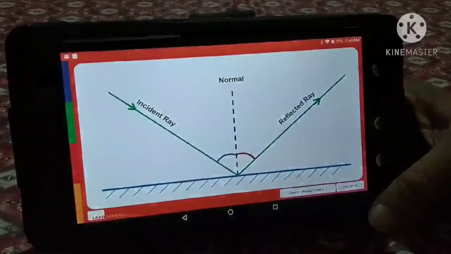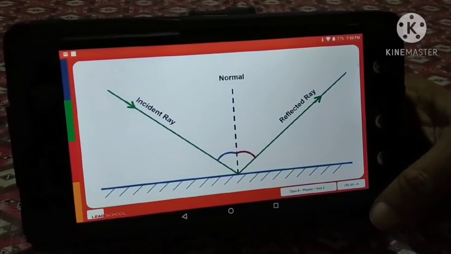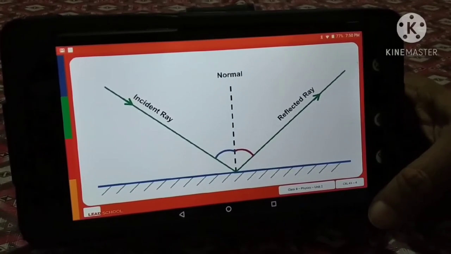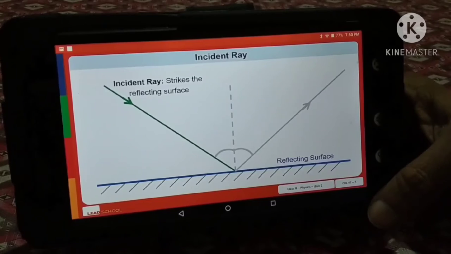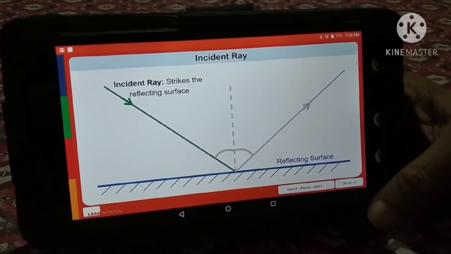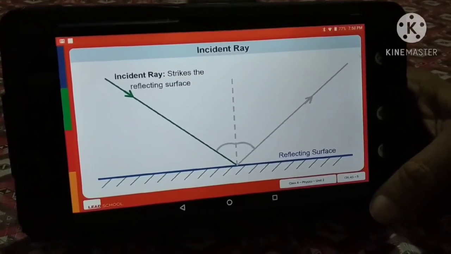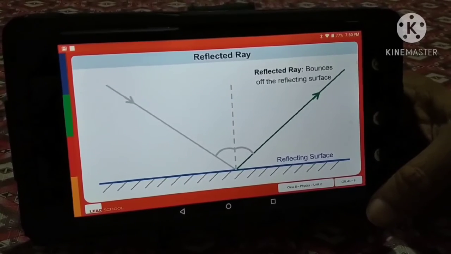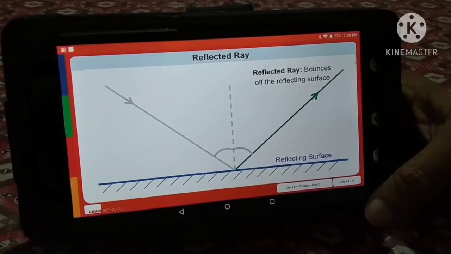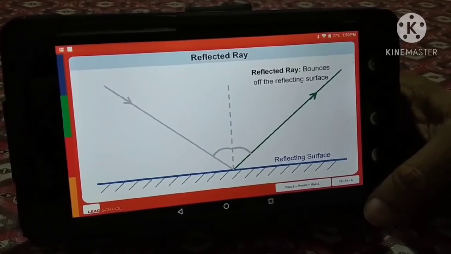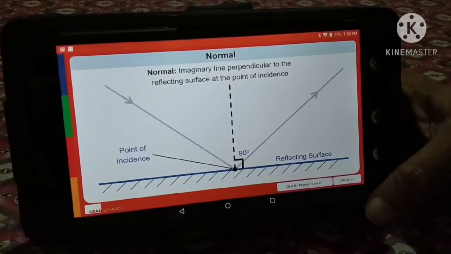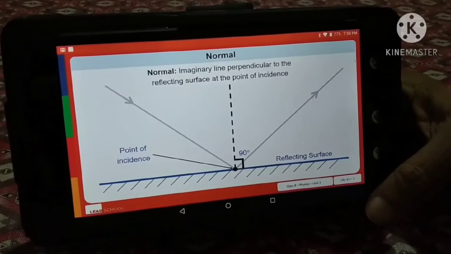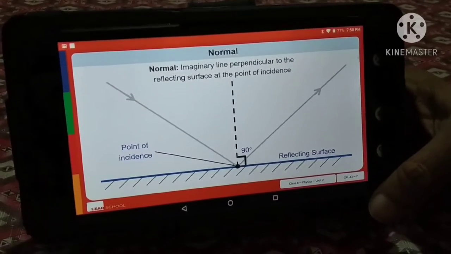Do you recall what an incident ray of light, a reflected ray of light, and a normal to the reflecting surface are? An incident ray of light is a ray of light that strikes the reflecting surface. A reflected ray of light is a ray of light that bounces off the reflecting surface. A normal is an imaginary line drawn perpendicular to the reflecting surface at the point of incidence.